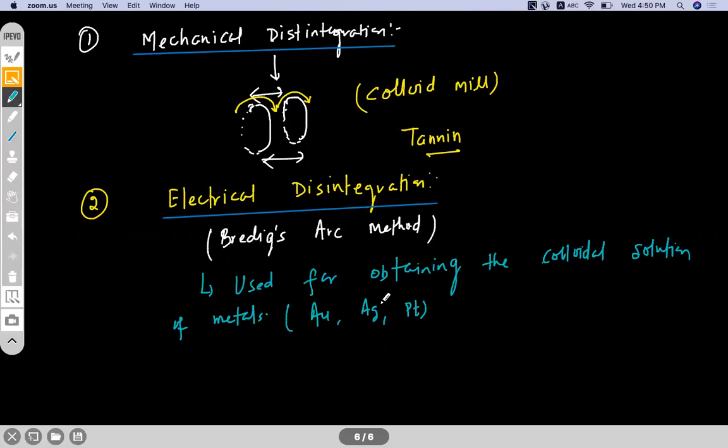I'm repeating, in this method, an electric arc is struck between two metallic electrodes immersed in the dispersion medium. Both electrodes are immersed in the dispersion medium. The electric arc is struck between two metallic electrodes immersed in the dispersion medium.